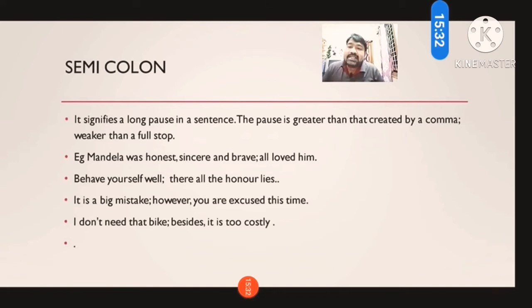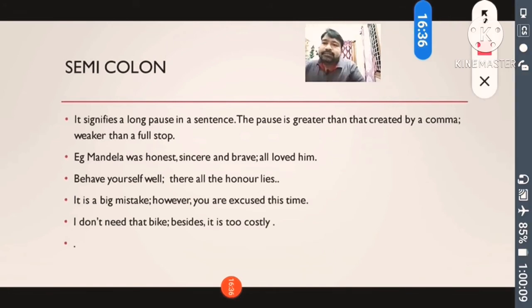Mandela was honest, sincere and brave; all loved him. So where is the semicolon? After the word brave. Fine. Behave yourself well; there all the honor lies. Okay. Now let us see the next example. It is a big mistake; however, you are excused this time. Okay. Now see the next example. I don't need that bike; besides, it is too costly. Fine. Let me mark the semicolons so as to make you understand clearly. Where are the semicolons here? After brave, after well, after the word mistake, after bike, and so on. I hope that you understood about the semicolon also.